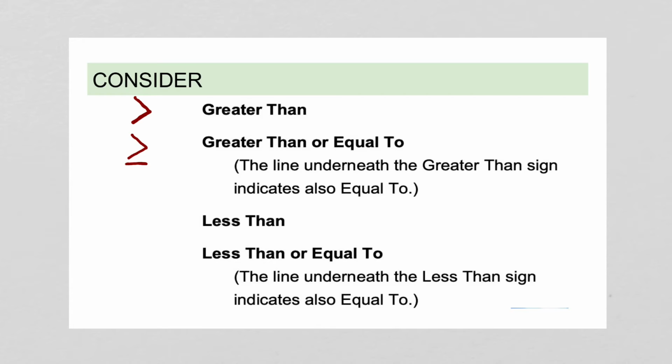And less than simply points the other way. Some people say it kind of looks like an L, but less than looks like that. And we would also indicate less than or equal to the same way. It's got an equal bar under it, saying that it could be this one on top, less than, or it could be exactly equal to.